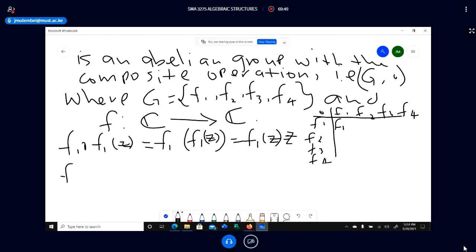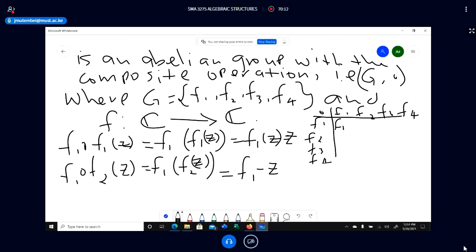So we have F1 composite F2 of Z, which from the definition is F1 of F2 of Z. And from the definition, F2 of Z is equal to negative Z. So we have F1 of negative Z. F1 of Z is equal to Z, so F1 of negative Z will again be equal to negative Z. And negative Z is F2. So this becomes F2.